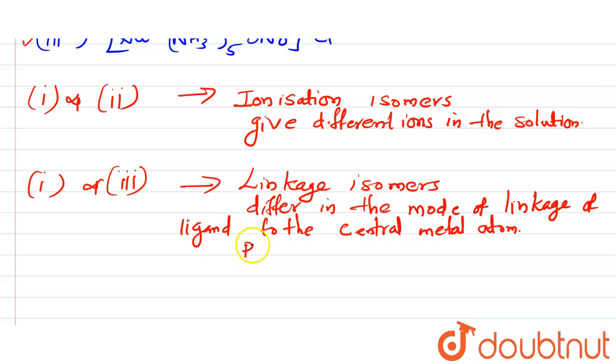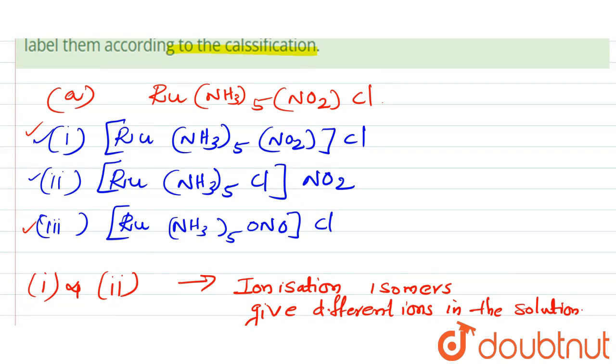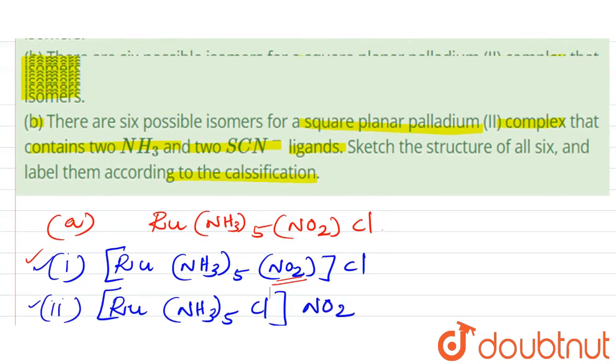Ambidentate ligand means a monodentate ligand containing more than one donor atom capable of binding to the central atom. Here in the first and third compounds, the NO2 minus ligand is an ambidentate ligand. It can bind either through the nitrogen or through the oxygen. So these two complexes are examples for linkage isomerism. So this is all about the A part question answer.